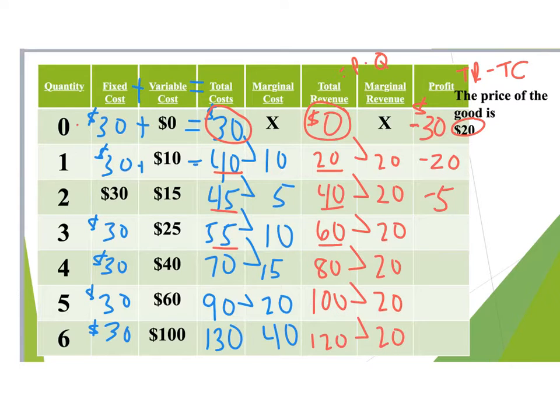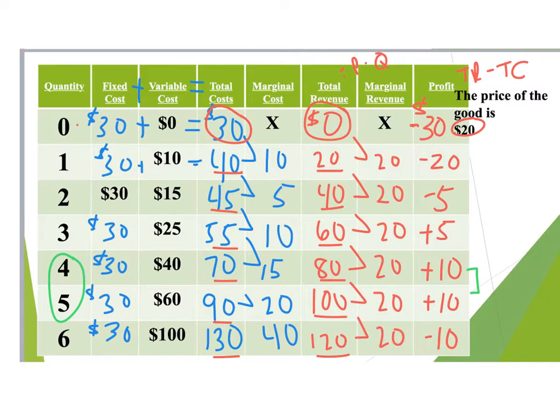60 minus 55, so now we earn a positive profit of $5. 80 minus 70, we make $10 in profit. 100 minus 90, again, is 10. And then 120 minus 130 is going to put us in the loss column again. So in terms of finding how many units we should produce to maximize profit, when we look at our profit column, the highest profit we can hope to gain is positive 10, and there are 2 quantities that we are going to choose between, quantities 4 and 5.